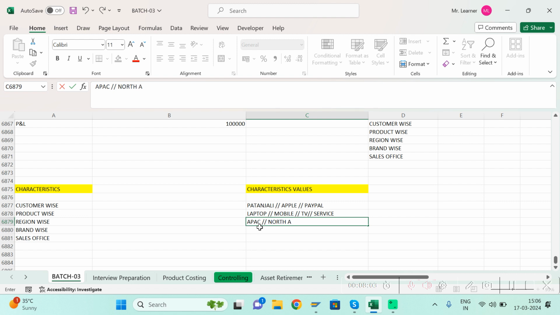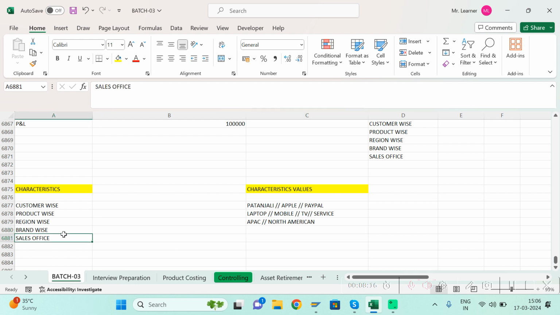North American region, South Africa region. Then these are your characteristics values.